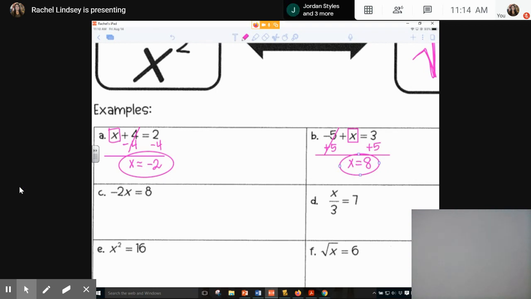Okay, on C, we need to isolate the x. But we have negative 2 times x. And then nothing's added to it. So since nothing's added or subtracted, we can't use those as inverse operations. So since we're multiplying the negative 2, what are we going to do to move it? We're going to divide both sides by negative 2. Make sure you take that negative with it. You don't want a negative on the x. Okay, so what is 8 divided by negative 2? Negative 4.